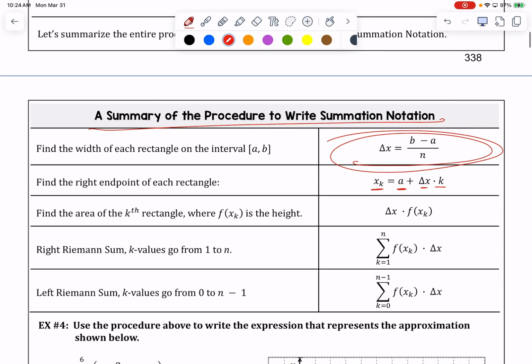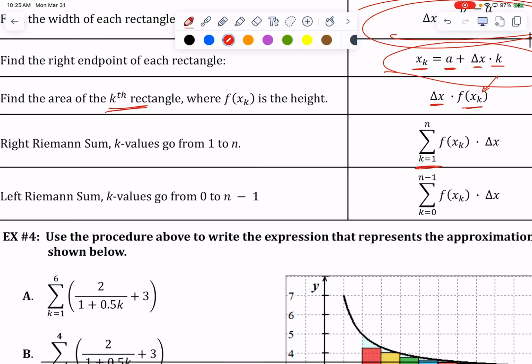Then, to figure out the area of the kth rectangle, your formula is always width times height. Your width is delta x, and then your height will be f of x sub k. You'll take that x sub k, plug it into the function, put the summation in front of it, and then she did the left ones. If you want to do the left ones, you can start it at 0 and then change this to n minus 1. So instead of going from 1 to 6 for the 6 rectangles, you can go from 0 to what? 5. Okay, that's how she deals with the left.